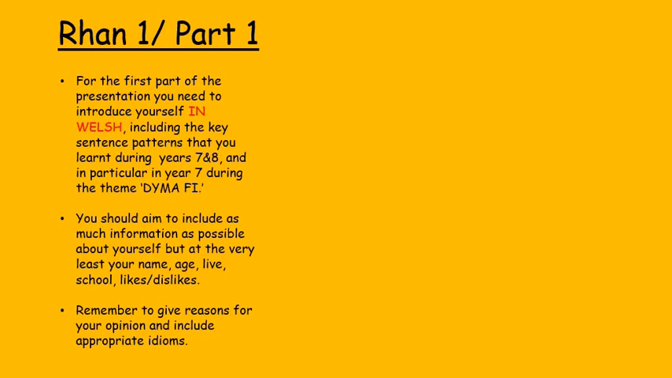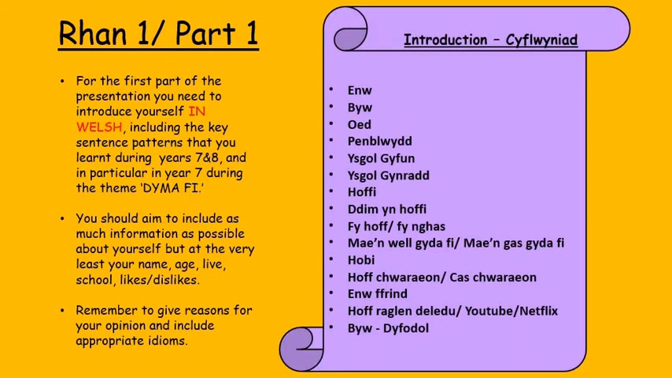You should aim to include as much information as possible about yourself, but at the very least, you should include your name, enw, age, your oed, live, byw, school, ysgol, and hoffi a ddim yn hoffi, what you like and dislike. Remember to always give reasons for your opinion and to include some idioms if you can, because this will improve your level.